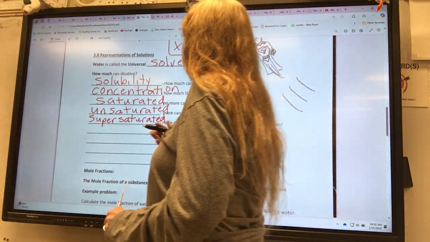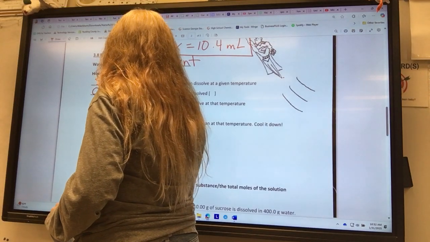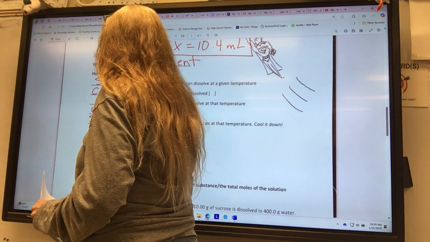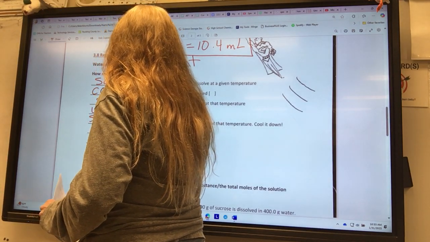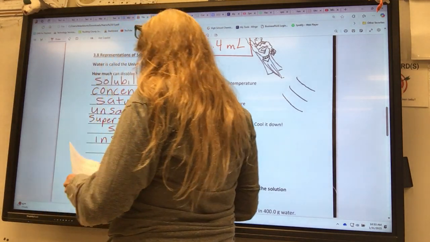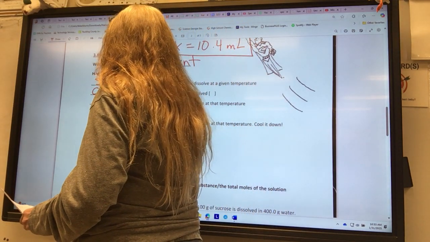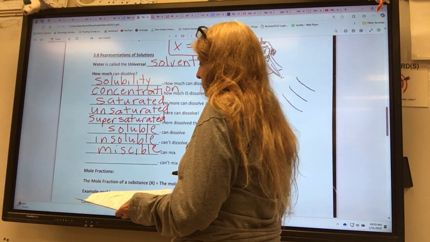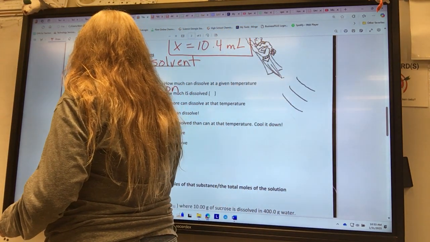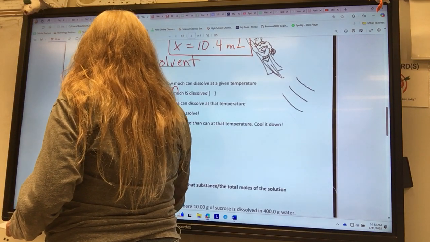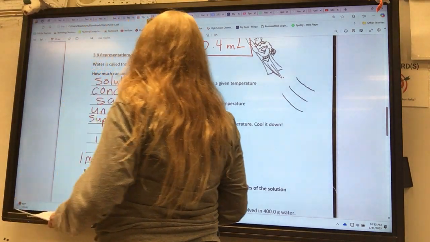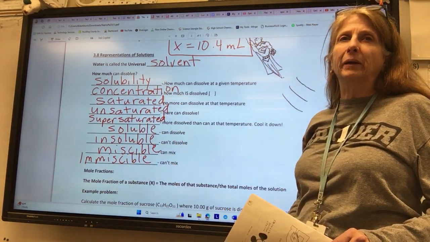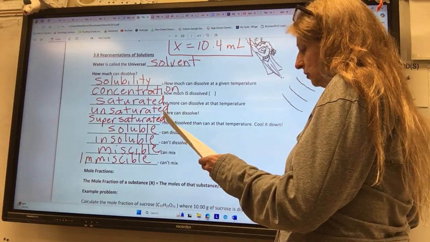So if something can dissolve, it is said to be soluble. If something can't dissolve, it's said to be insoluble. If something can mix, it's said to be miscible. If it cannot mix, it's said to be immiscible. Now that's a lot of vocabulary words, but I bet you already knew most of them, right? A lot of those we use in common speech. So concentrated, dilute, things like that.